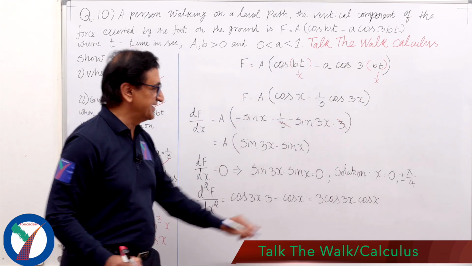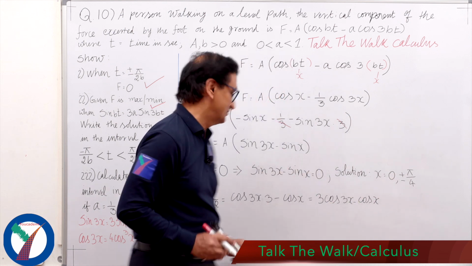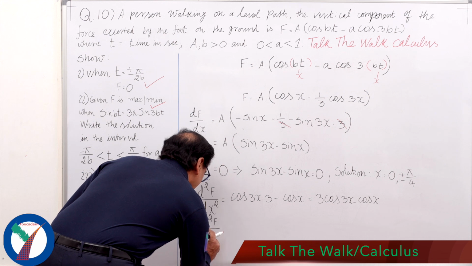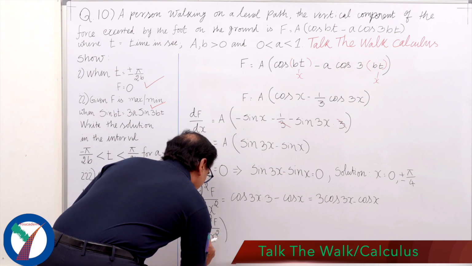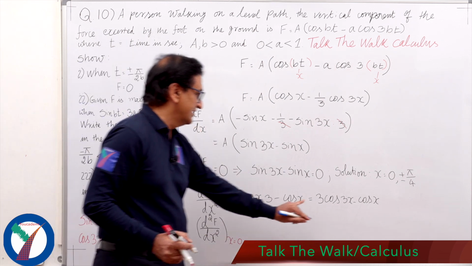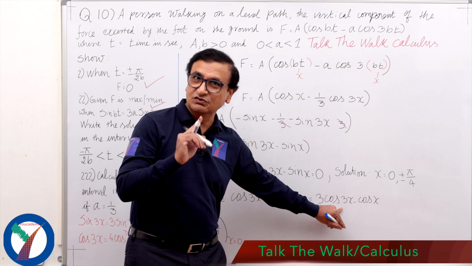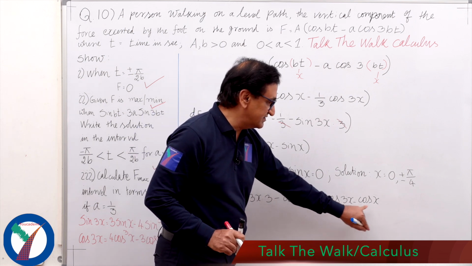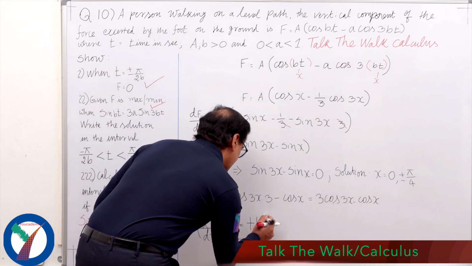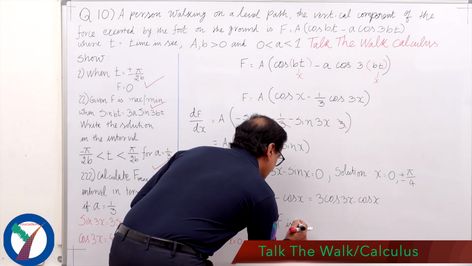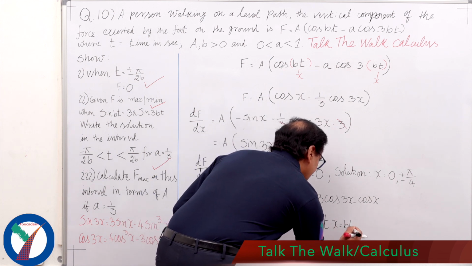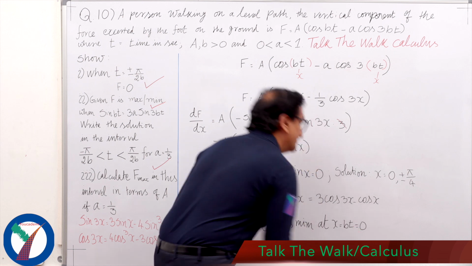Okay, now first let us apply x equals 0. d squared f divided by dx squared at x equals 0. So you have 3 cos 0, cos 0 is 1. So 3 minus 1. So it is 3 minus 1 equals 2, which is positive. Therefore, f is minimum at x equals bt equals 0.